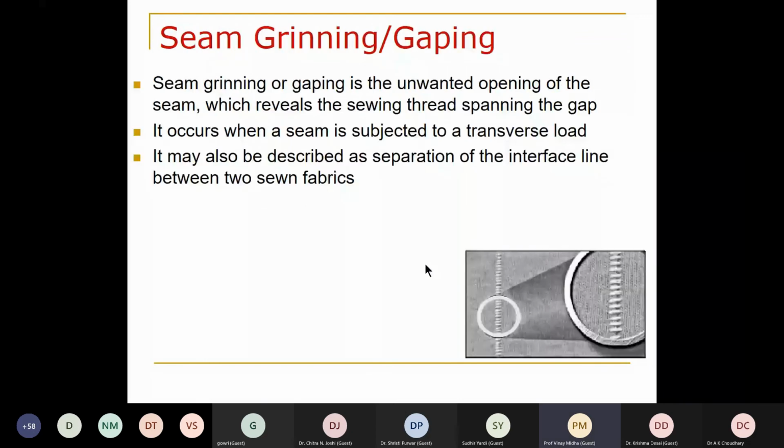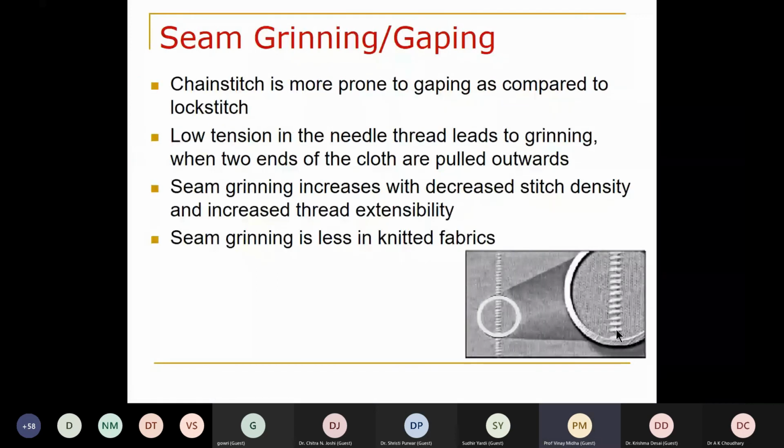Then there can be certain problems of seam graining also for the appearance of the fabric. Graining, or the gap, is the unwanted opening of the seam, which reveals the sewing thread spanning that particular gap. The sewing thread is now clearly visible over the surface. So this is seam graining or gaping, and it occurs when a seam is subjected to a transverse load and may be described as a separation of the interface line between the two sewn fabrics.